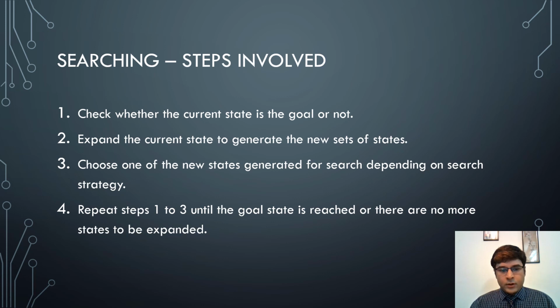And then we move on to the third point, which is to choose one of the new states generated for search depending on the search strategy. This can be done randomly or based on some priority set by the user. Next, we repeat steps 1 to 3 until the goal state is reached or there are no more states to be expanded. So the above algorithm will result in the goal being obtained or not, depending on the problem instance.